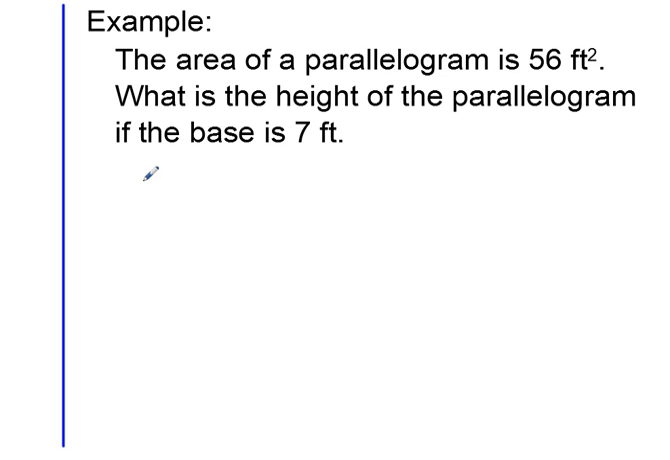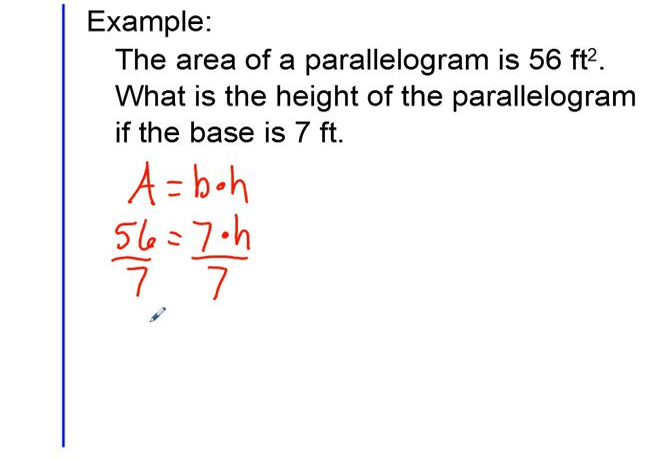The area of a parallelogram is 56 feet squared. We find areas of parallelograms by multiplying the base times the height. What is the height of the parallelogram if the base is 7? So we're going to plug in 56 into the area, and we're going to plug in a 7 into the base and figure out the h. Since it says times, let's divide both sides by 7, and I figure out that my h is what 56 divided by 7 is. It's 8. 8 feet.